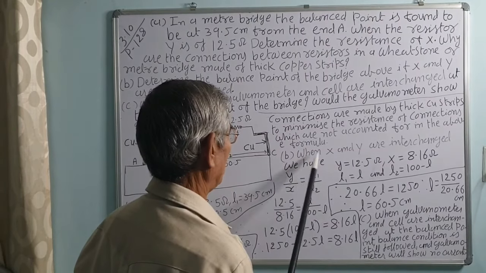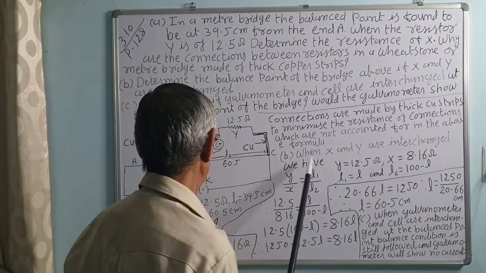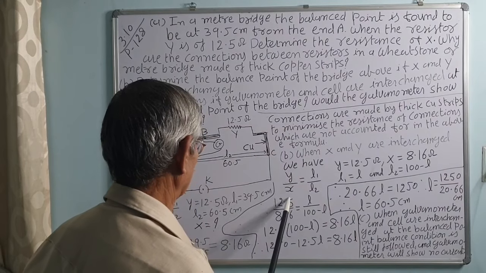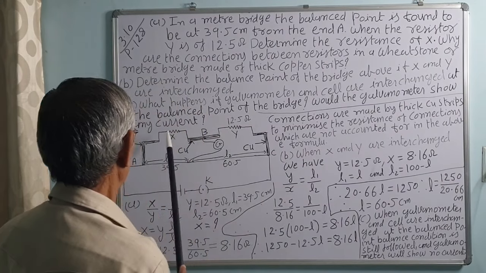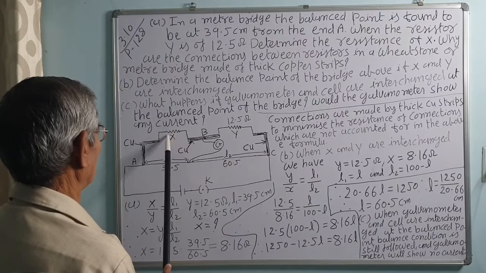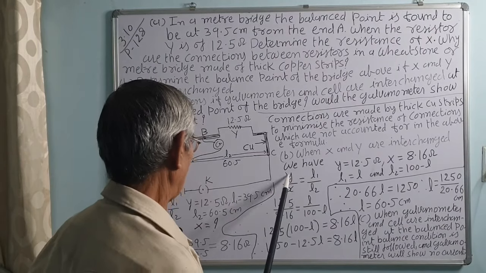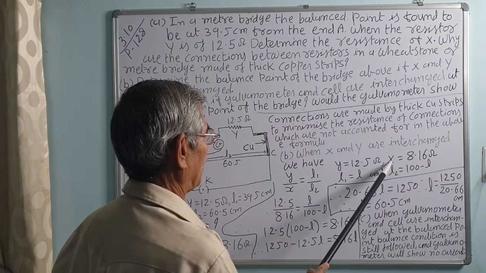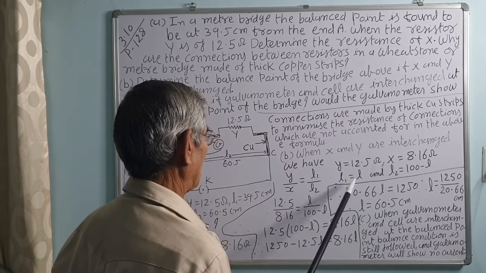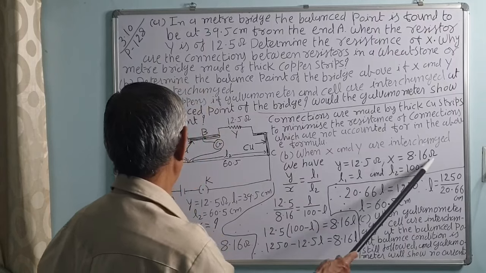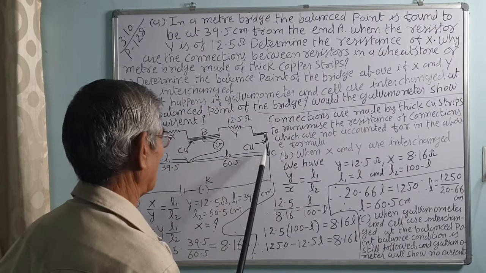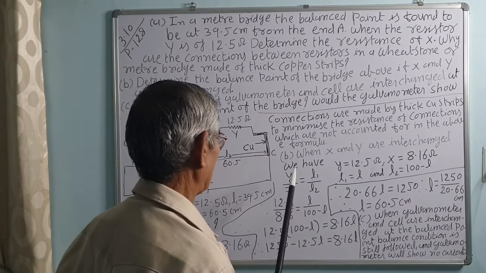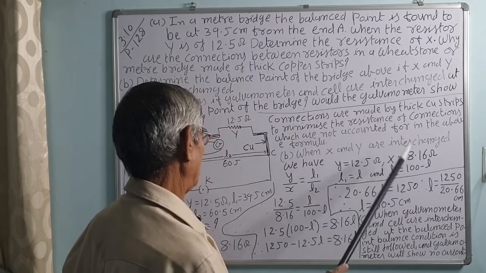Number 2, B. When X and Y are interchanged, instead of X upon Y is equal to L1 upon L2, we have Y upon X, just reversed. So it is Y upon X instead of X upon Y. Y upon X is L1 upon L2. Y is 12.5 ohms, X is 8.16 ohms, L1 is say L and L2 is 100 minus L. Suppose this is L, this will be 100 minus L.